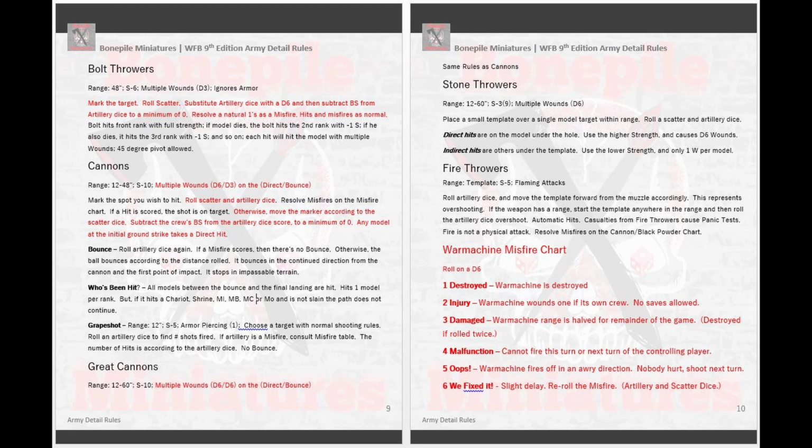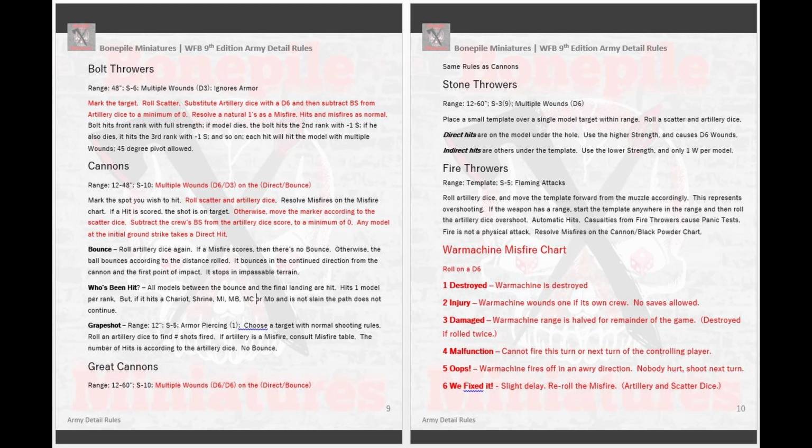And since the D6 doesn't have a misfire score on it, we substitute that with a natural roll of 1. And so if you roll a misfire, then consult the misfire chart as normal. Also, a direct hit on the scatter dice ignores the artillery dice as normal too. Resolve the shot as a direct hit on target.